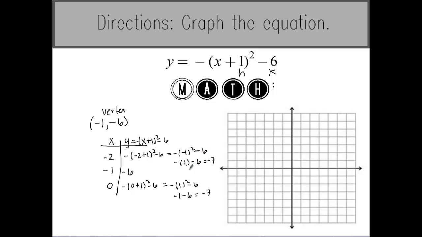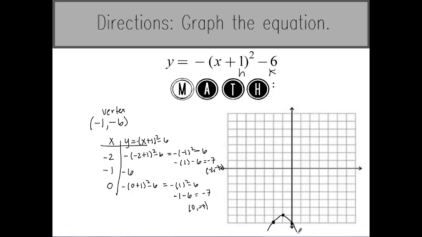So now that we have our points, (-2, -7), (-1, -6), and (0, -7), we are going to plot those on our graph. (-2, -7) is down here, -2 on the x, 1, 2, 3, 4, 5, 6, 7 on the y. For (-1, -6), I go over to -1, I go down to -6. And then my last point is at (0, -7), which is right here.